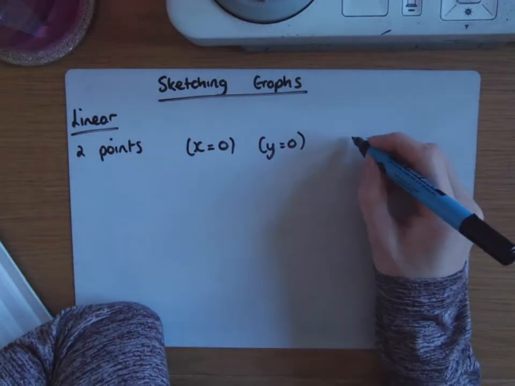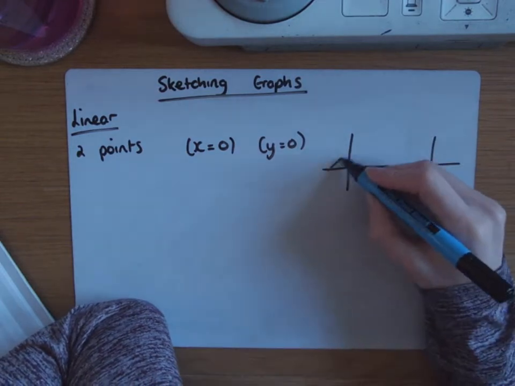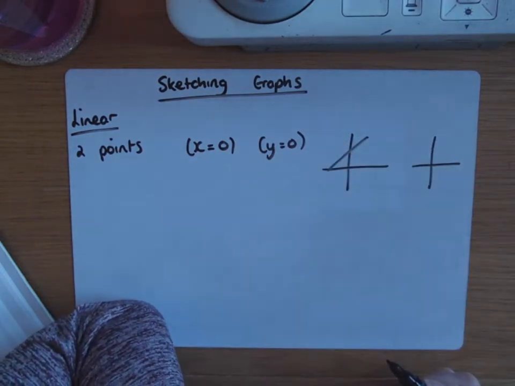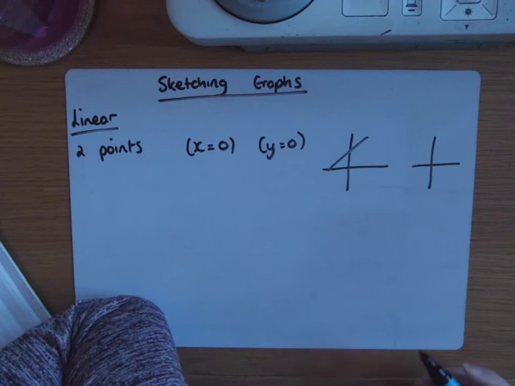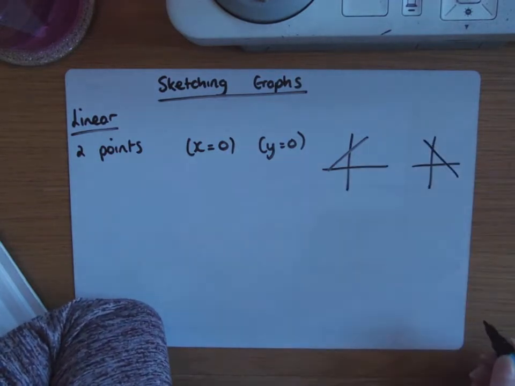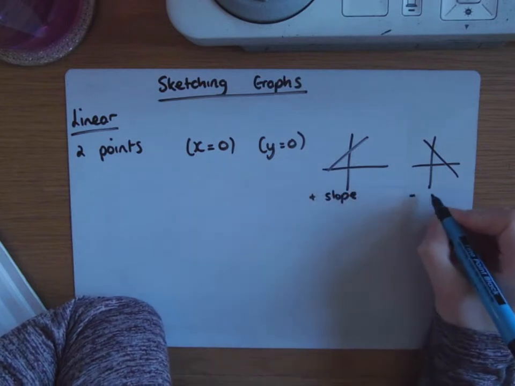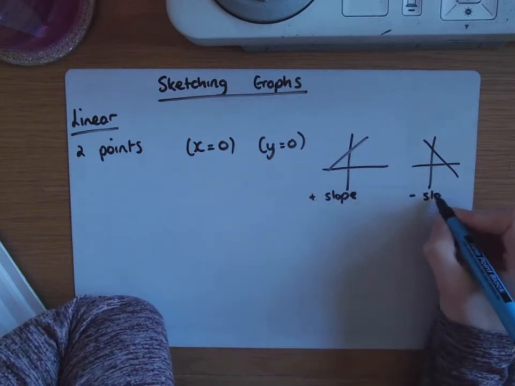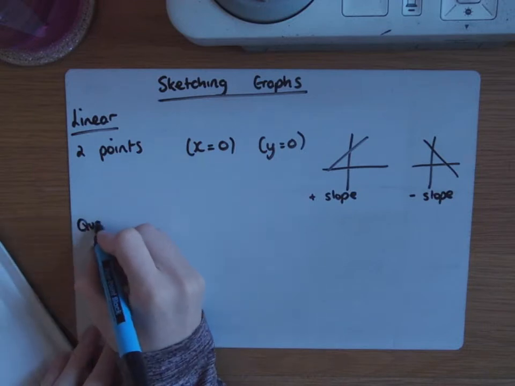And just remember, this type of line would have a positive slope, and this type of line has a negative slope. We've done enough of that in coordinate geometry. So that's all you need if you're sketching a line: 2 points, that's enough. What about if we're sketching a quadratic?